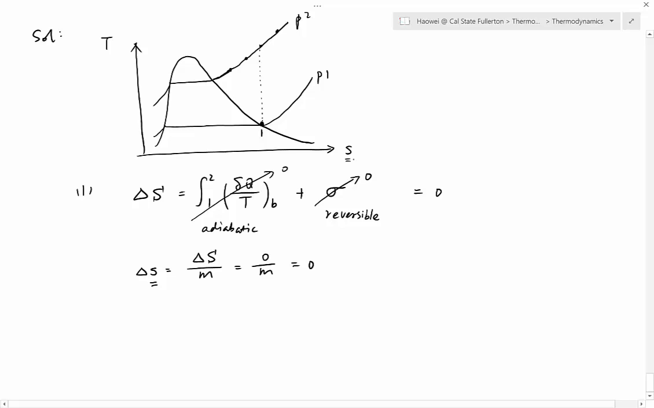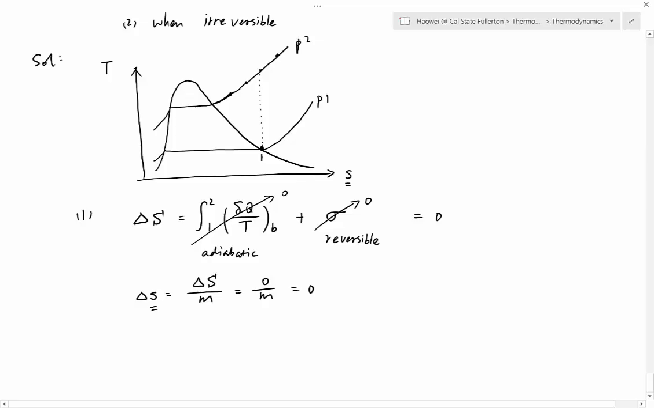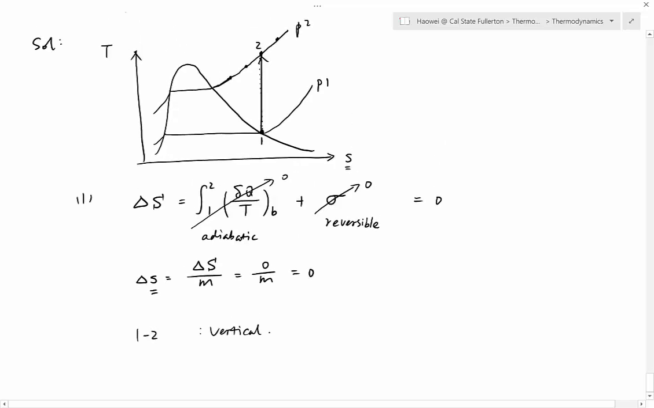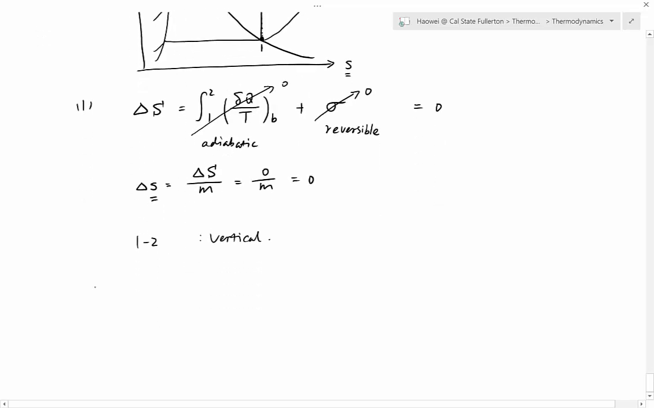So 1 to 2 must be a vertical line, and number 2 must be on P2 line. So 1 to 2 goes straight up. Goes straight up. And that's where number 2 is for case number 1 if the process is reversible. Okay, so our conclusion is 1 to 2 must be vertical for case number 1. Now we move on to case number 2.